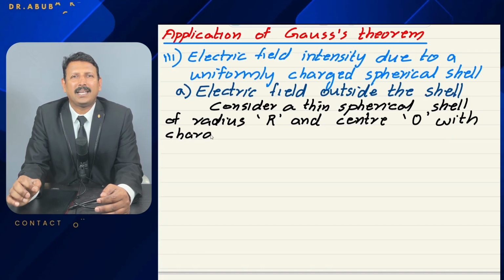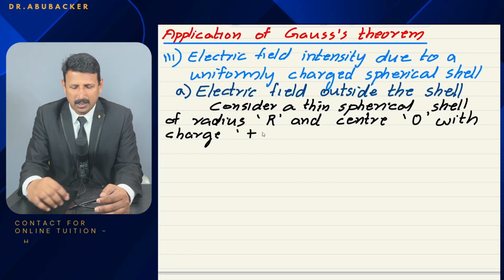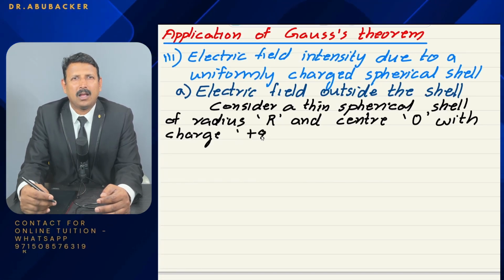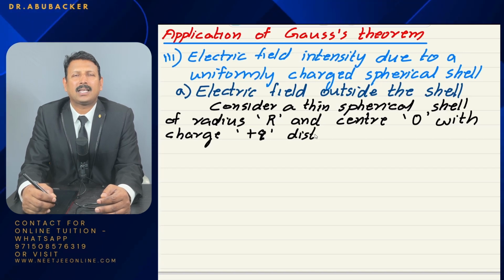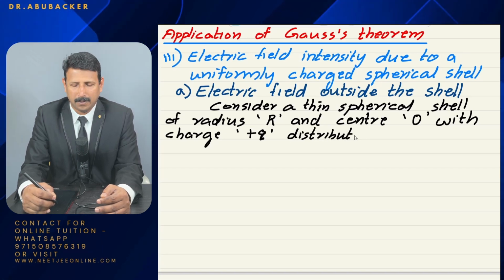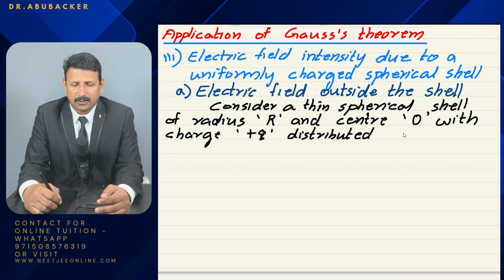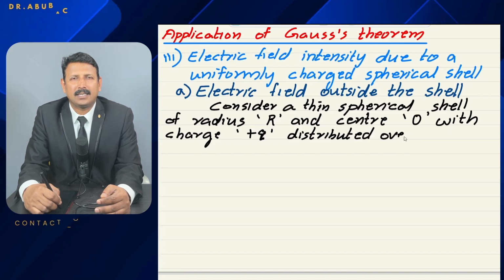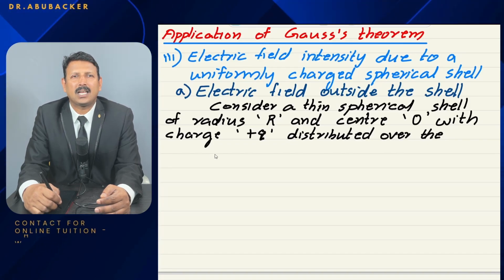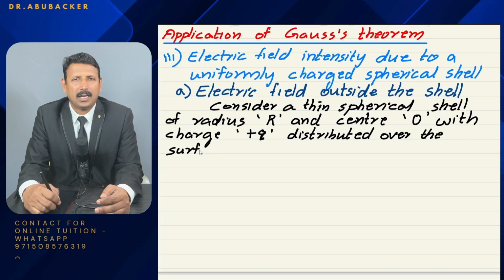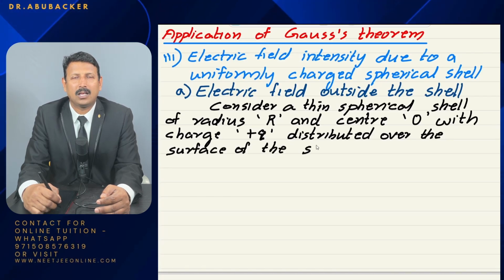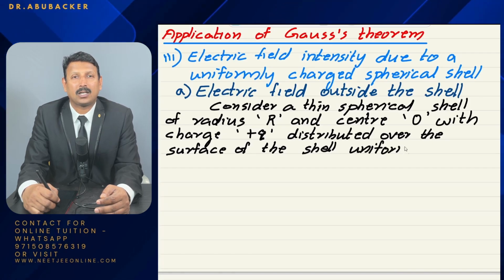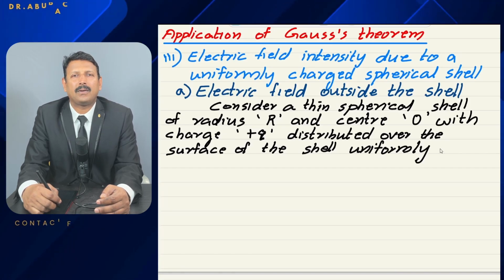So, electric field intensity due to a uniformly charged spherical shell. There are two cases: one is the field outside the shell, the second is the field inside the shell. In this case, first we make the statement. Consider a thin spherical shell of radius capital R. This time use capital R, compulsory, because of the point we are going to consider for the Gaussian surface, and small r we will use again.